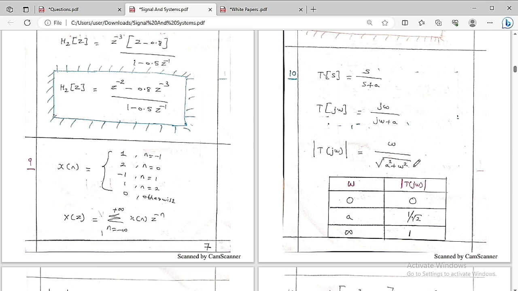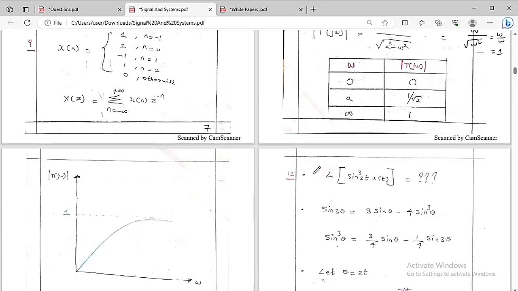If you substitute omega is equal to infinity, then what do we get? It is very simple. As omega is very, very high, omega square plus a square is nearly equal to omega square, because a square is very small in comparison. So omega by root of omega square is omega by omega, which is equal to 1. So as omega tends to infinity, its value is equal to 1.